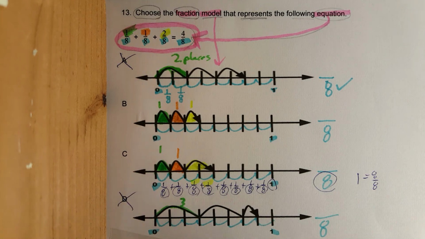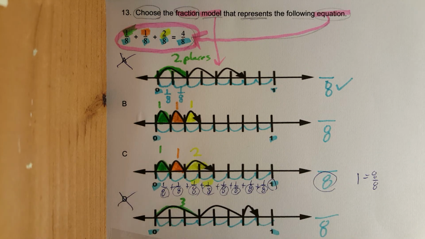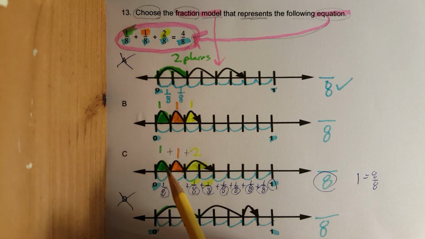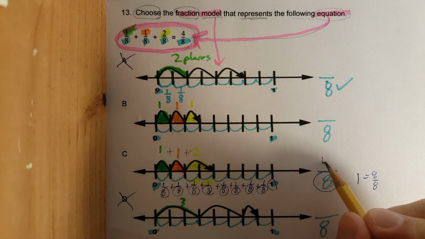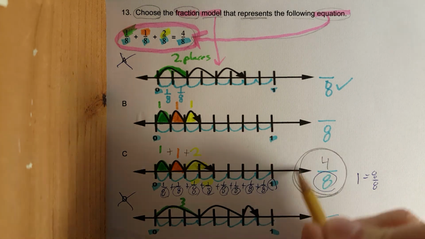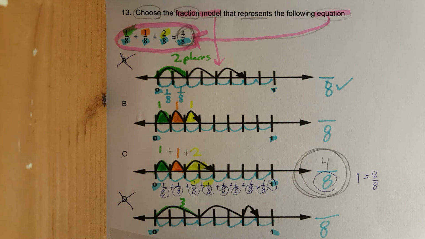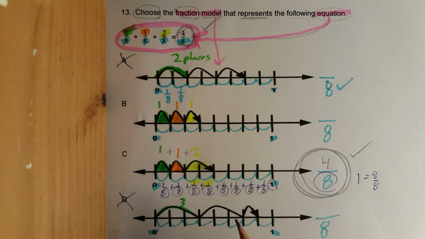Let's bring that pencil back. Oh, wait. I know this might be hard to see, but I'm going to write it in there. Jumps 2 places. 1 plus 1 plus 2. 1 plus 1 is 2. 2 plus 2 is 4/8. 4/8. Check. Check. Now, once you get good at this, you can probably do this in 10 to 20 seconds.